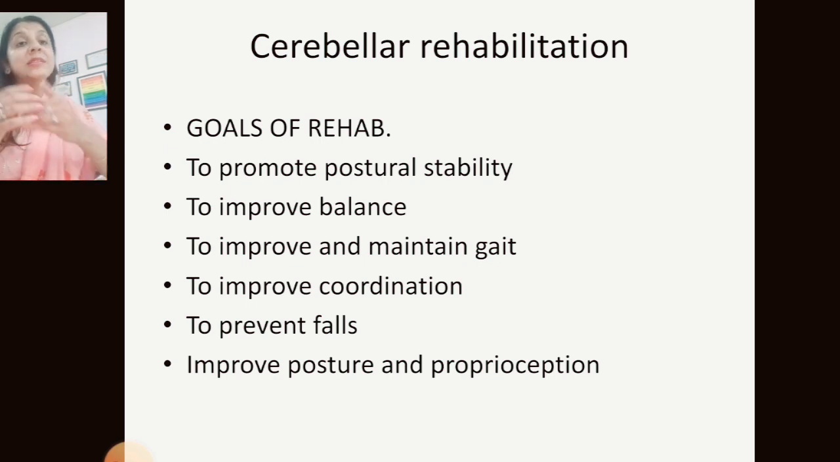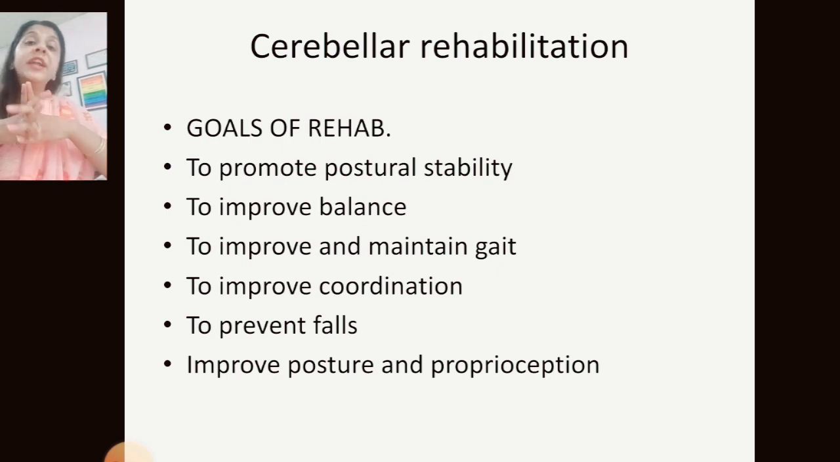So today we will discuss cerebellar rehabilitation, and we must have a goal of rehabilitation. As I told in my previous video, the cerebellum works as programming and planning, and it helps to maintain coordination, balance and goal-directed movement. If there is cerebellar pathology, we must work on those components. So the goal of rehabilitation of our cerebellar patient is to promote postural stability first, either in sitting or in standing.